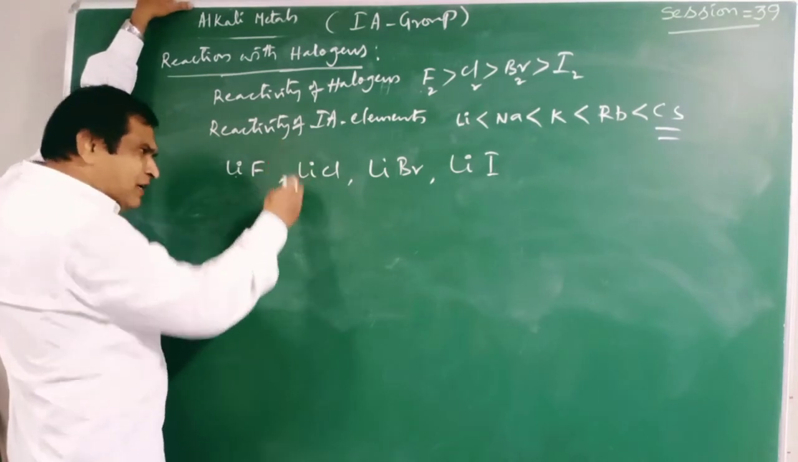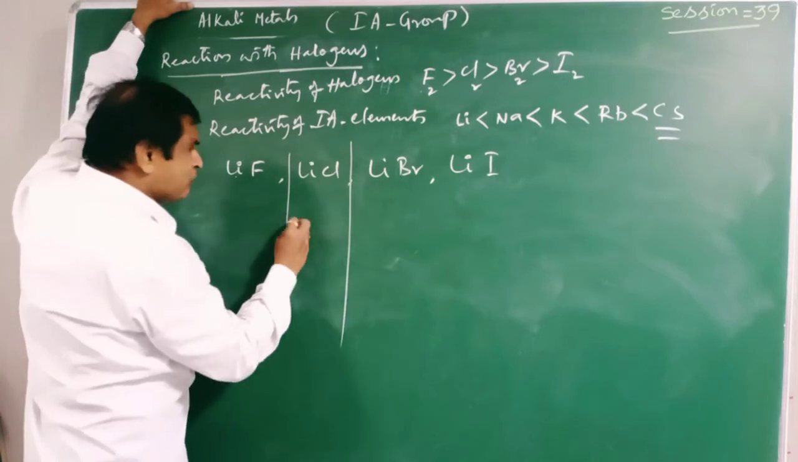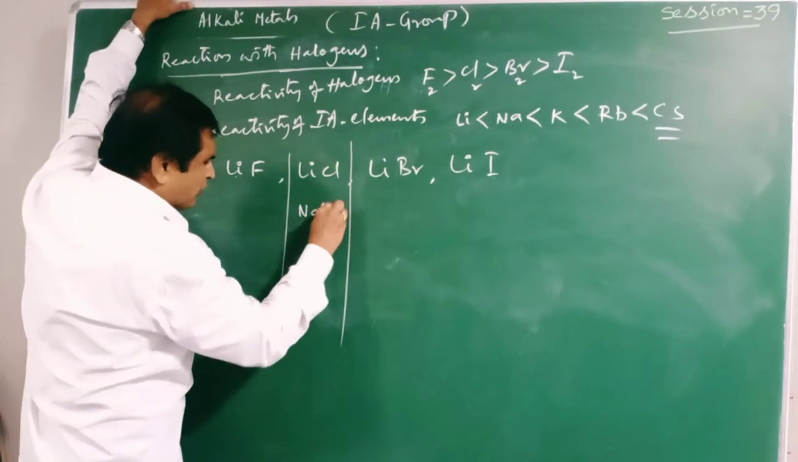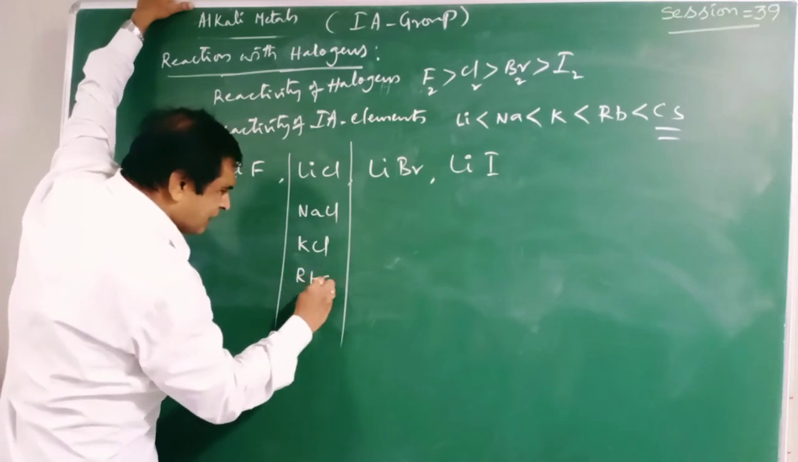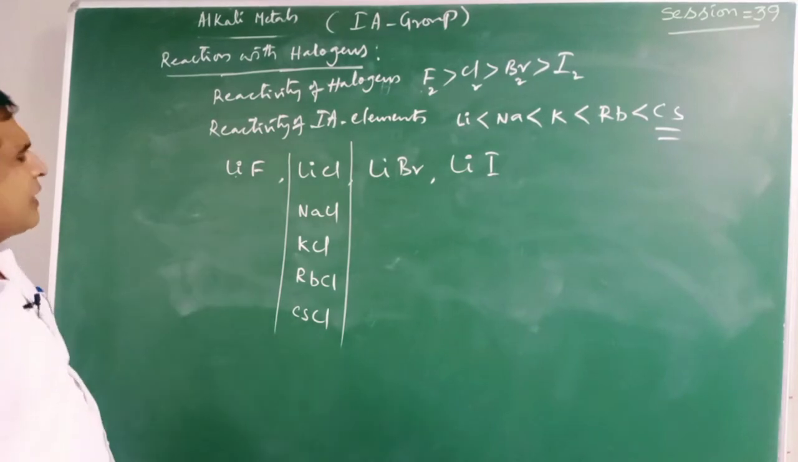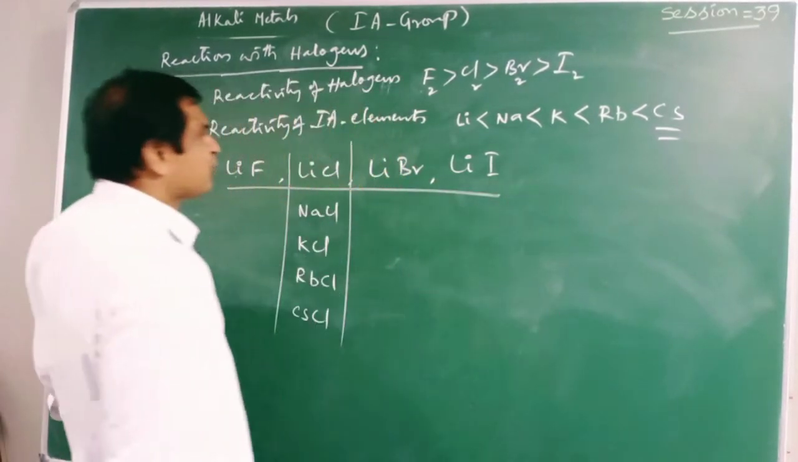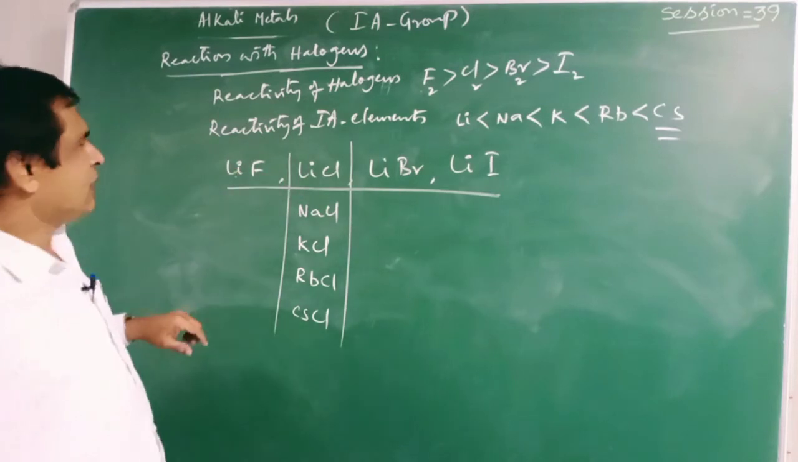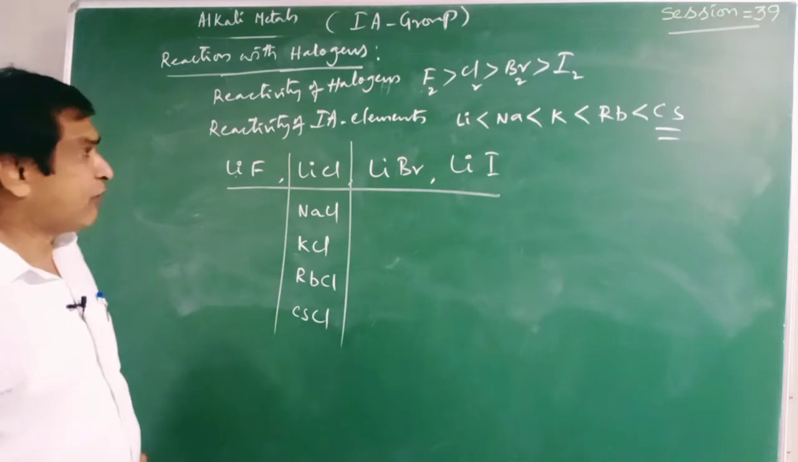Now in the group let us take chlorides. That is lithium chloride. Next one, sodium chloride. Next, potassium chloride, rubidium chloride and cesium chloride. These are all chlorides of alkali metals, and these are the halides of lithium. Of the halides of all the elements, we have taken only chlorides.